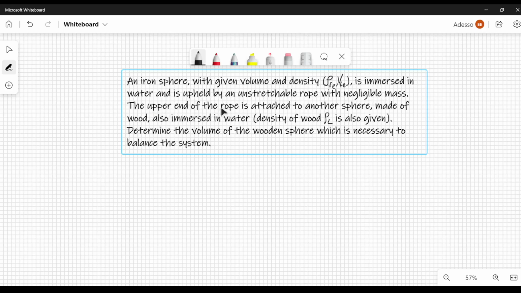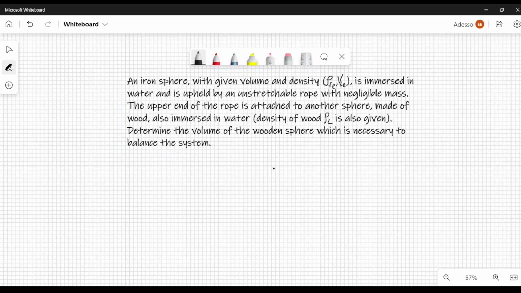The upper end of the rope is attached to another sphere made of wood, also immersed in water, and the density of wood, rho L, L stands for legno in Italian and it means wood, is also given. This is just notation, you can call them whatever you want, so I simply use the Italian notation. Determine the volume of the wooden sphere which is necessary to balance the system.